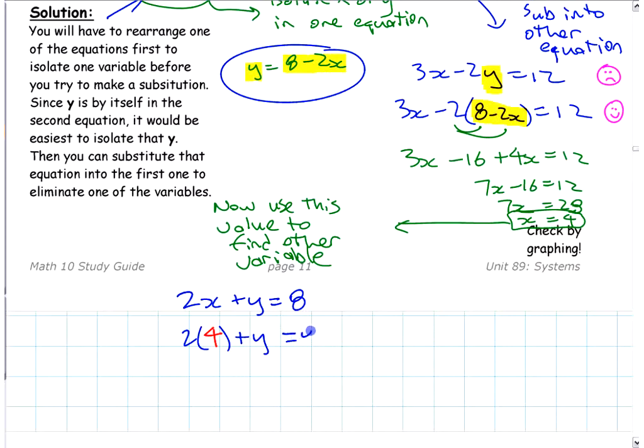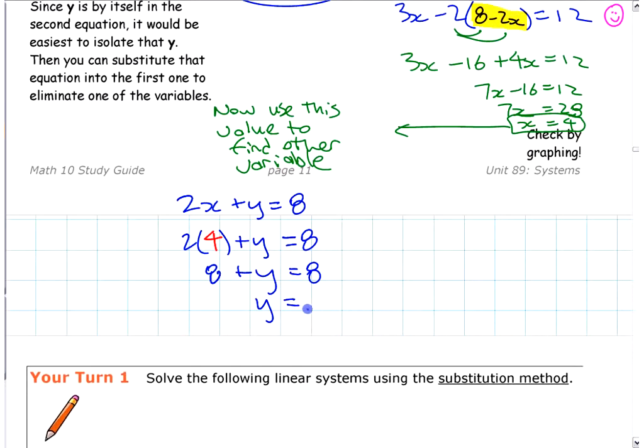So this is going to tell you what y is here. We got 8 plus y equals 8. What does y have to be? 8 plus y is 8. Has to be 0, right? Subtract 8 from both sides.